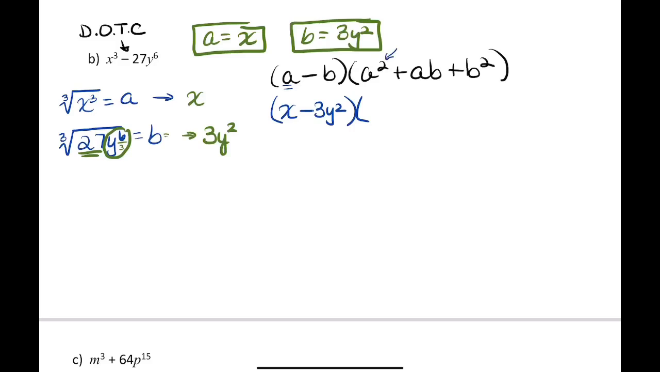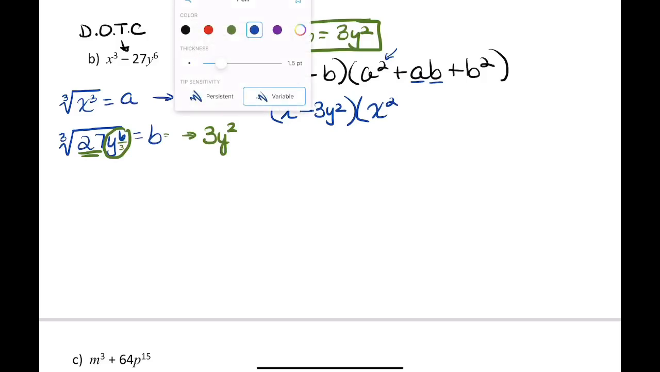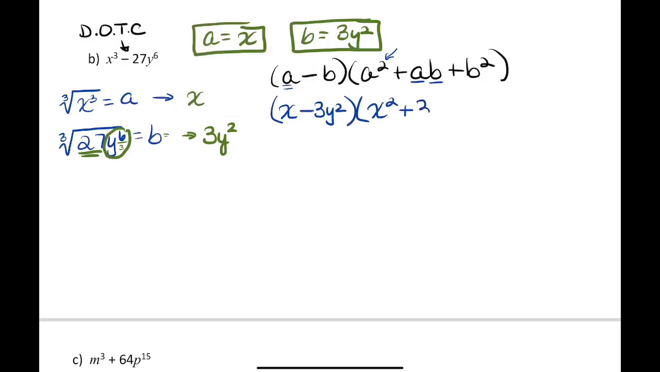Next, we're going to do A squared, and that's going to be x squared. And then AB means A times B. So we're just going to put all that together. So we're going to write plus 3xy squared. Now, if you wrote x squared y, or if you wrote y squared x, is that okay? Yeah, it's fine. It's just a lot of times in algebra, we kind of put things alphabetically, right?